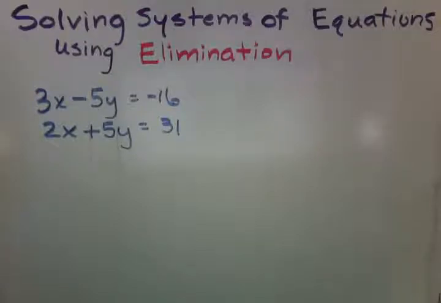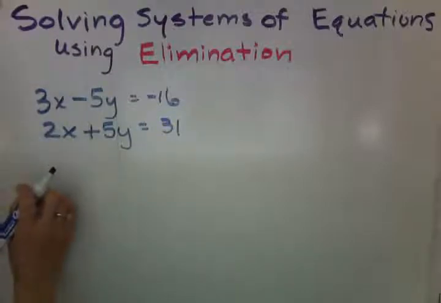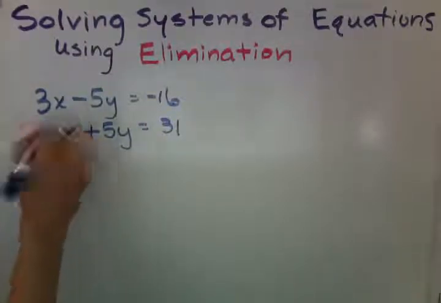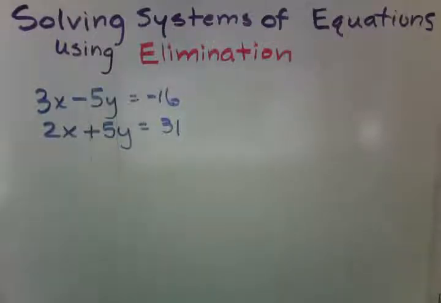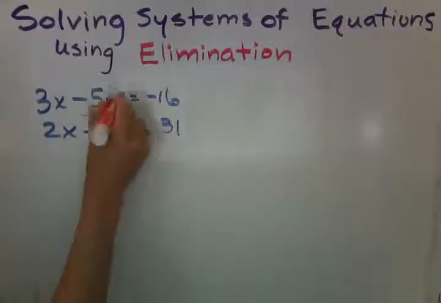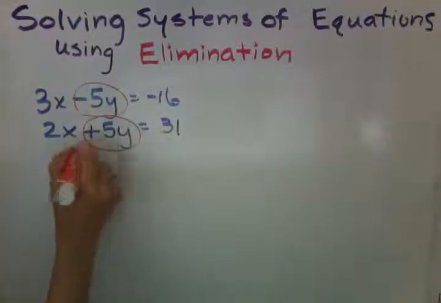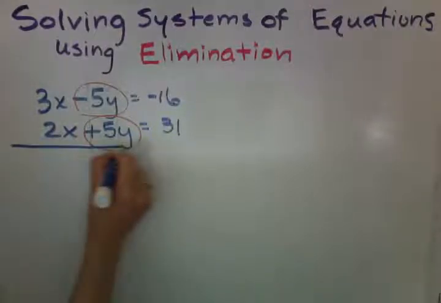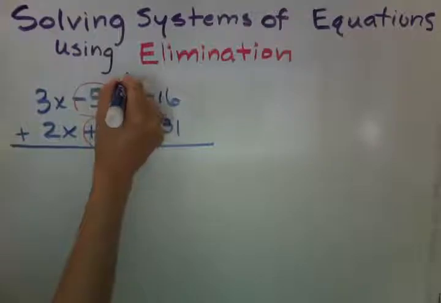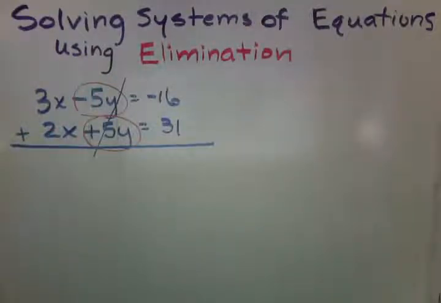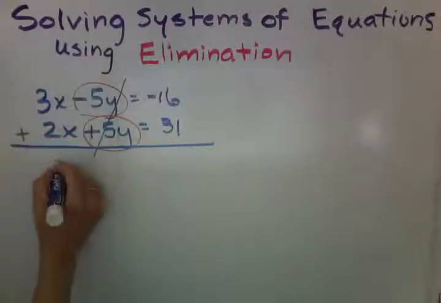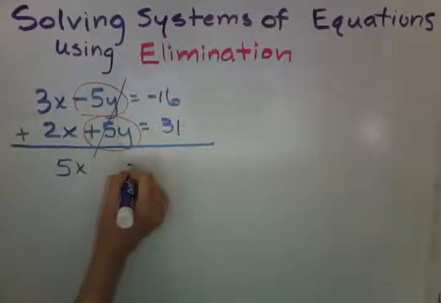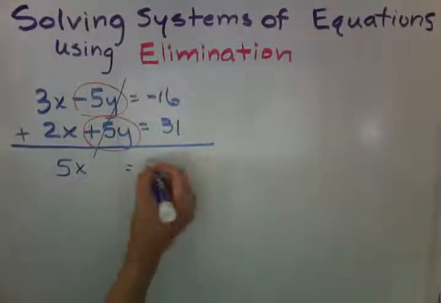Elimination is trying to eliminate either the x or the y by combining the two equations. So in this case, if you notice that we have a minus 5y on the top and a positive 5y on the bottom. If I was to add these two equations together, I can eliminate minus 5y and positive 5y. And I would get 5x equals 15.